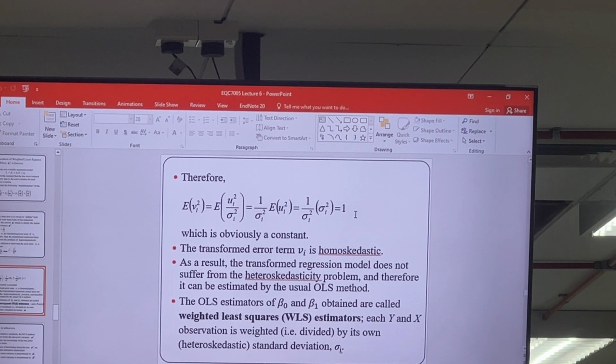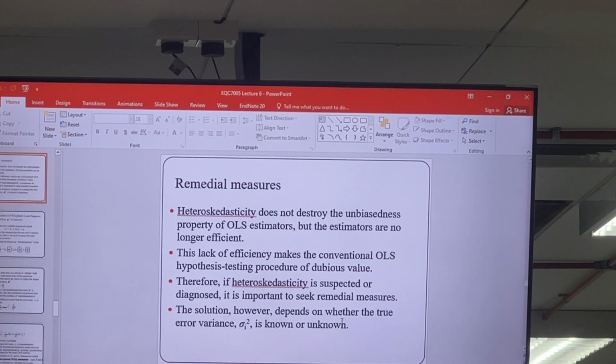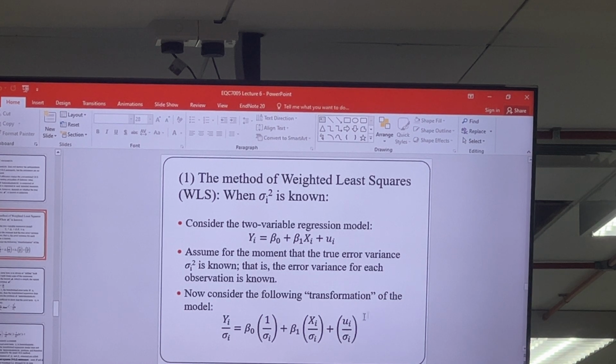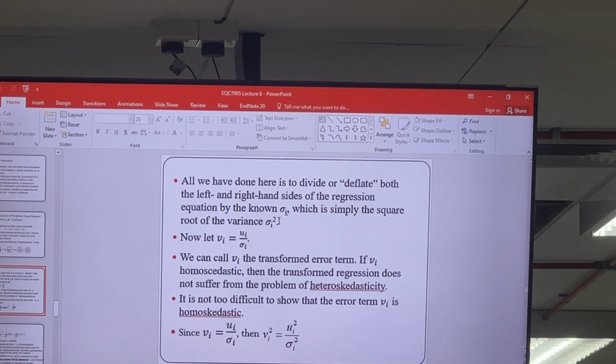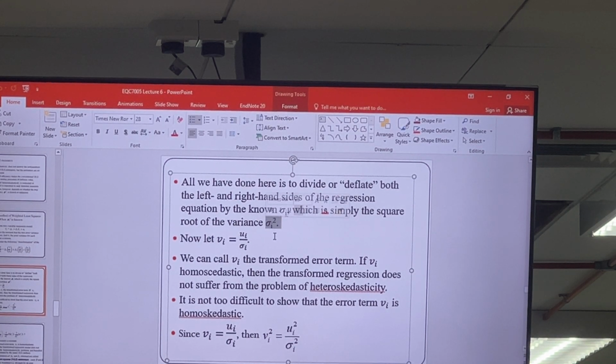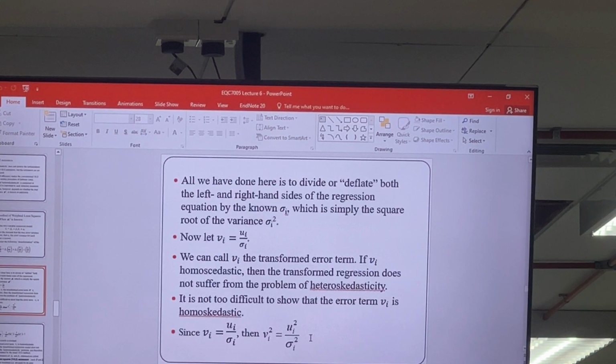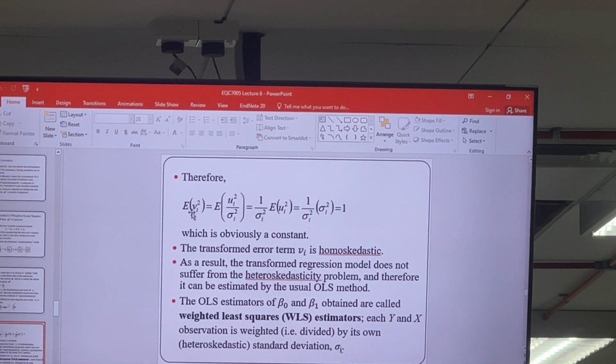So it is constant. One thing we can do is transform the equation so that the new equation has a constant error variance. Instead of the original one, where the error variance of u i is sigma i squared, meaning it depends on i, it depends on x. Different observations i have different values of sigma. After we convert, if we know the value, we transform like this, and the transformed equation's new error term, v i squared, has variance equal to 1, which is obviously a constant.